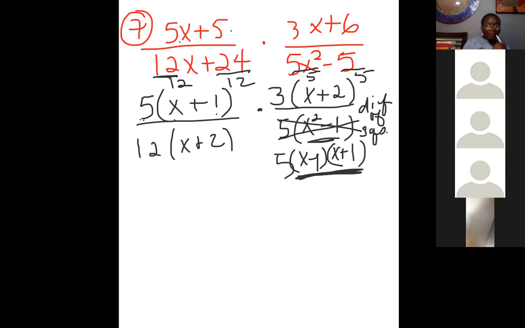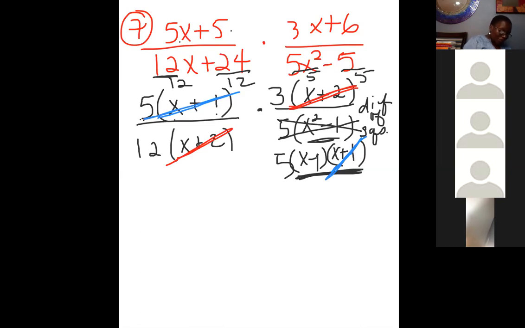So now I'm ready to start eliminating the like factors. Remember, when you eliminate like factors, you do one in the numerator, one in the denominator. One numerator, one denominator. Okay, so here we go. We do this in pairs, guys. x plus 1 cancels out with x plus 1. Let me use a different color here. And then x plus 2 cancels out with x plus 2.